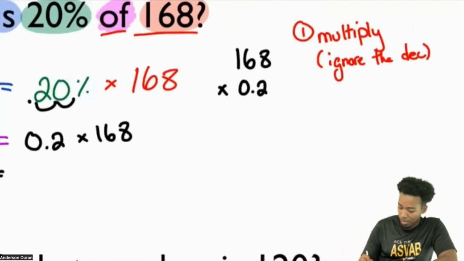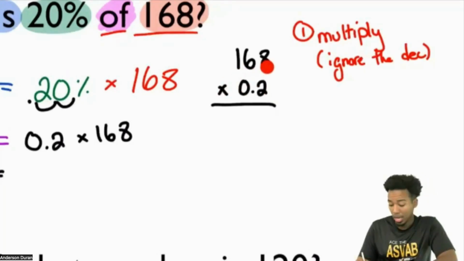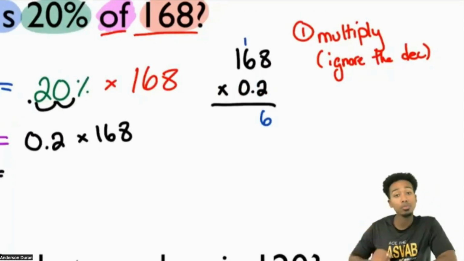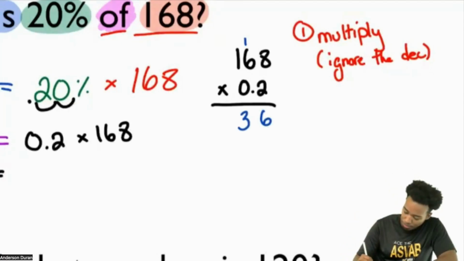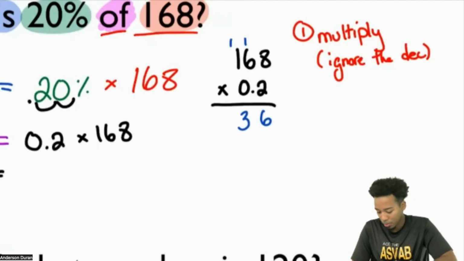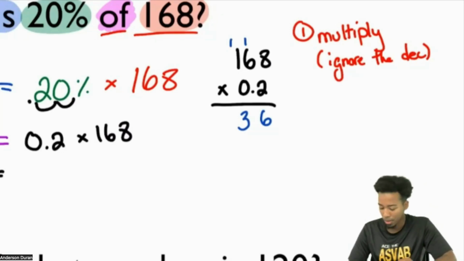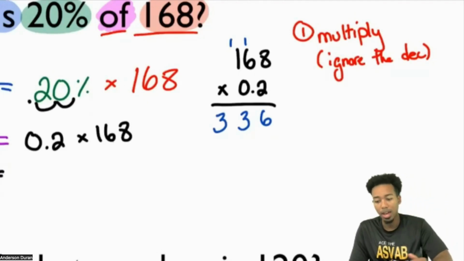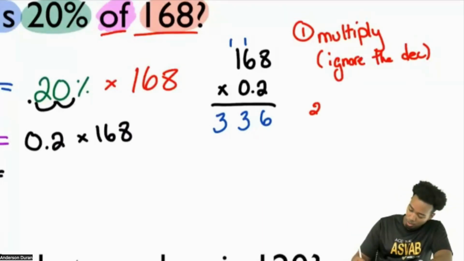So if we take care of business here, we're doing 168 times 2. 8 times 2, that's going to give us 16. 6 times 2, that's going to give us 12. Bring the 1, that's going to be 13. And then we got ourselves what? We've got 1 times 2, that's going to be 2. Carry that 1, it becomes a 3. Okay, so we have 3, 3, 6. Now here's step 2. Step 2 is going to be bring the decimal places back.